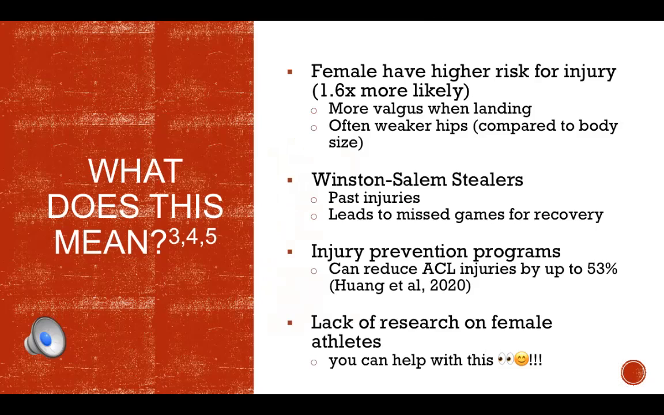So what does this all mean to you? According to the research, females are at a higher risk for ACL injury. As previously stated, this is because females often land in the valgus position with their knees pointing inwards and also tend to have weaker hips. In the past, these injuries have occurred within the Winston-Salem Steelers that have led to missed games. According to our research, we have learned that ACL prevention programs can help reduce ACL injuries up to 53%. And finally, we have also learned that female athletes have been underrepresented in research regarding this topic, and this is where you can help.